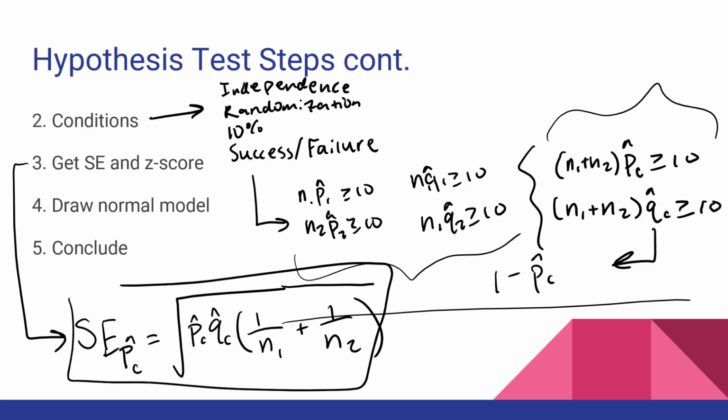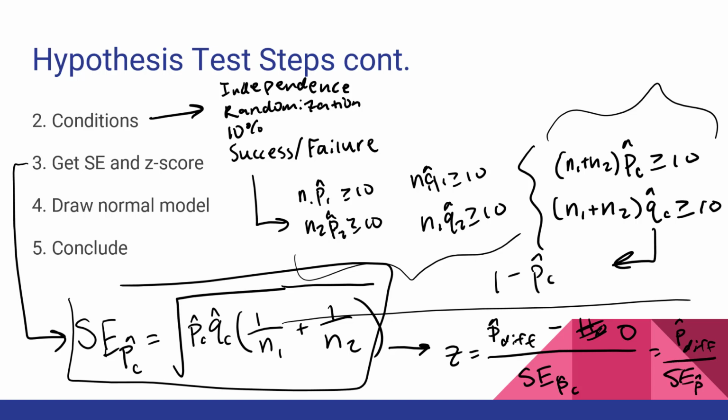This is your new standard error. You use the standard error to get your z-score. So that would be equal to your p hat difference minus the assumption from the null hypothesis over your standard error for p hat c. Your p hat difference you already got when you listed out all of your numbers, and your assumption from the null hypothesis is that p hat 1 minus p hat 2 is equal to 0, right? So that means that this number here is just 0. So your final thing should look like p hat difference over the standard error of p hat c.